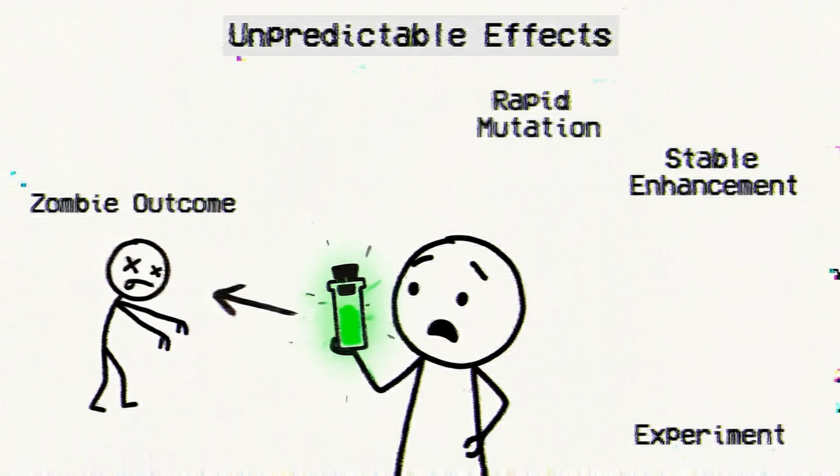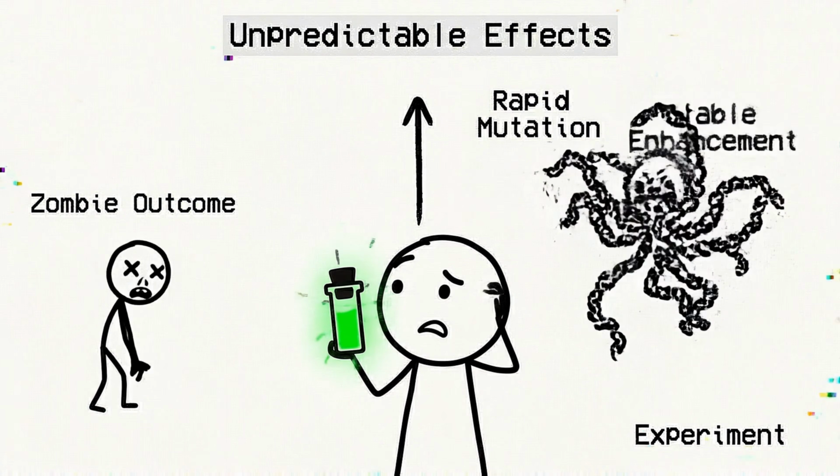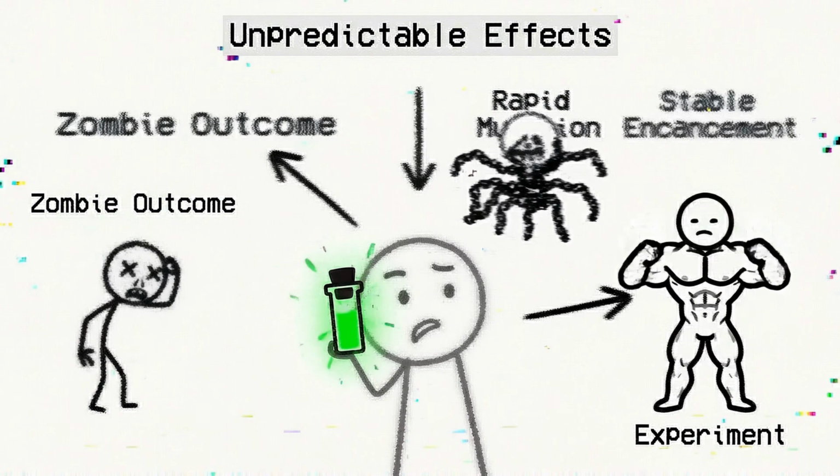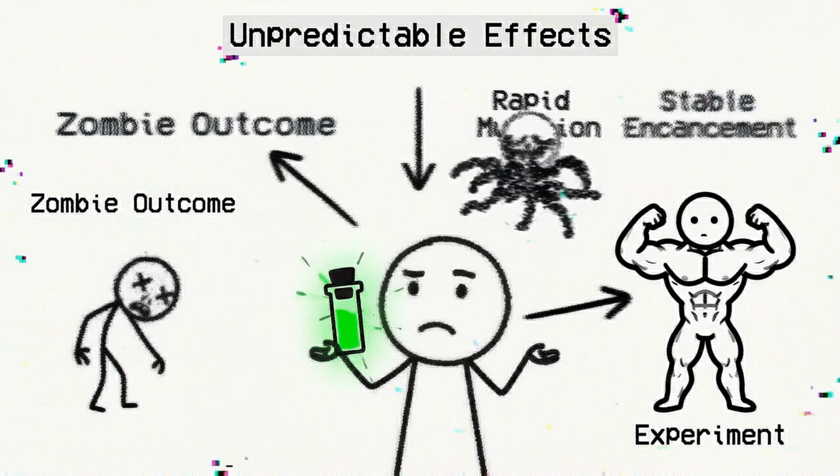What makes the T-virus important is how unpredictable it is, creating a wide range of outcomes depending on the host's body and environment, which is why it became the starting point for nearly all future experiments.